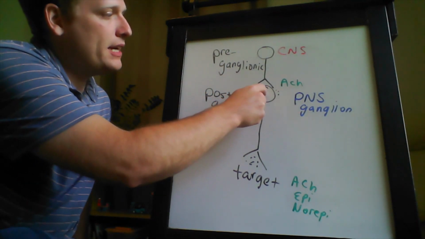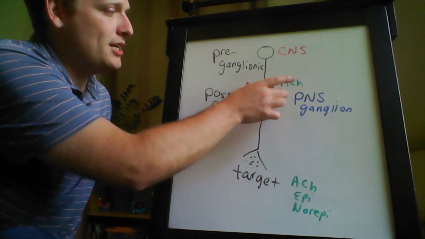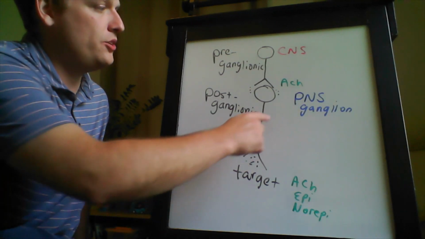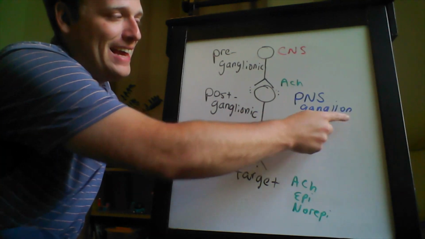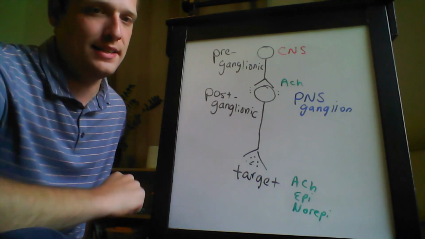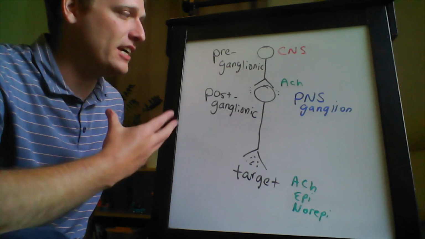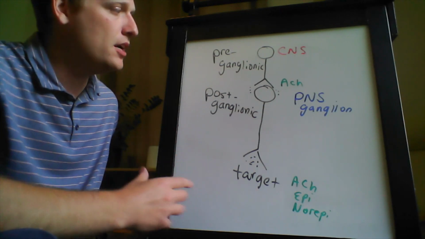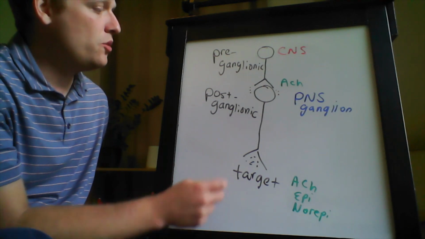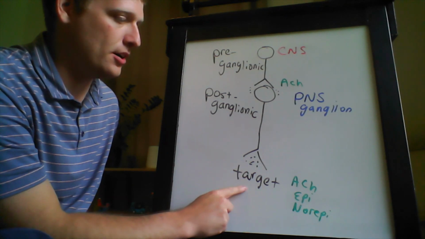So the cell body of the postganglionic neuron, which is where you're actually going to find the ganglia, is going to reside within a ganglia, a peripheral nervous system ganglion. So this is now outside the central nervous system. And a ganglion, all it is, is a cluster of cell bodies. So we'll see what that means in just a second. So this postganglionic neuron is actually going to be delivering the signal to the target.